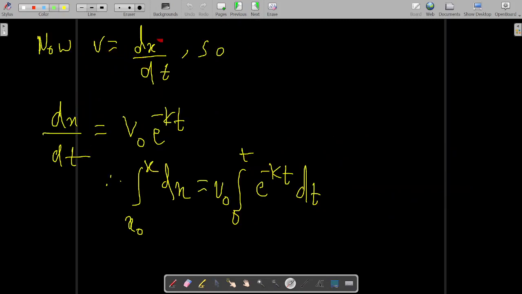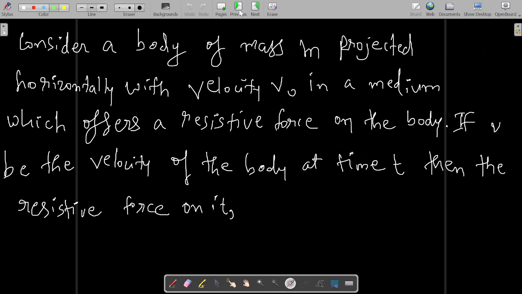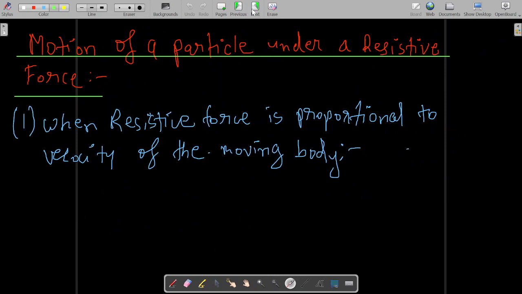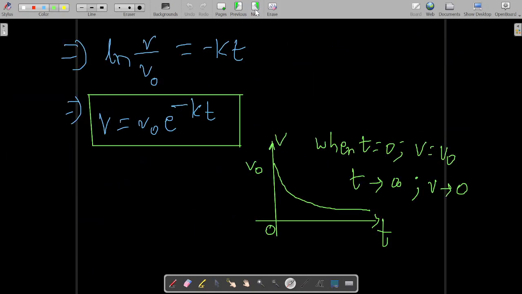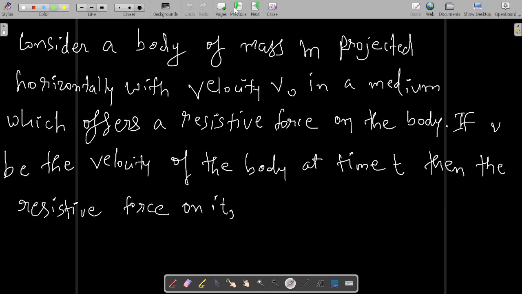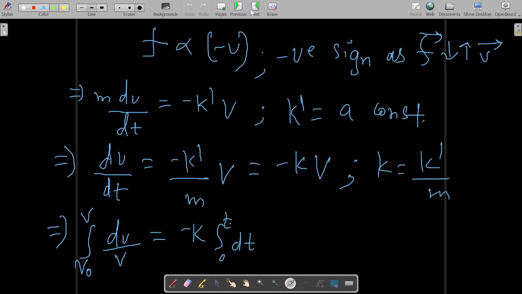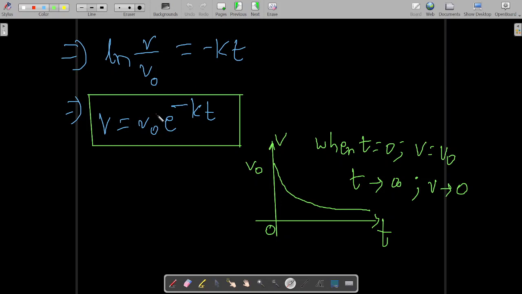Now we know this very well, what we have to find out. Let's see in the question. So we are discussing basically motion of particle under a resistive force. We are deriving the expression for velocity when the resistive force is proportional to velocity. Then what is the expression for velocity in terms of time? We are finding that. So we have got an exponential expression for velocity in terms of time when the resistive force is directly proportional to velocity.